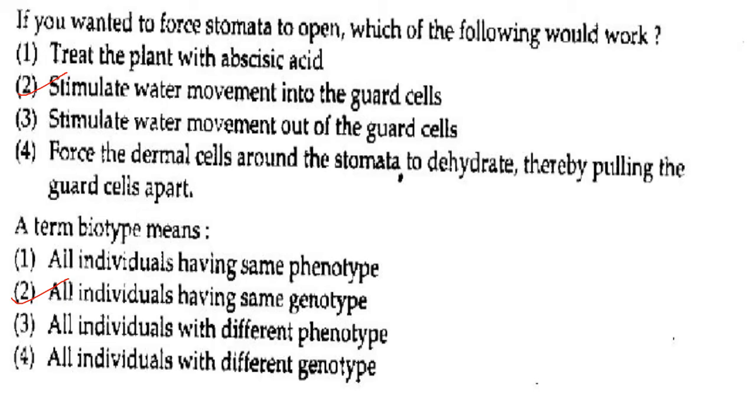Next one. A term biotype means option 1, all individuals having same phenotype. Option 2, all individuals having same genotype. Option 3, all individuals with a different phenotype. Option 4, all individuals with a different genotype. Answer is all individuals having same genotype, that is option 2.